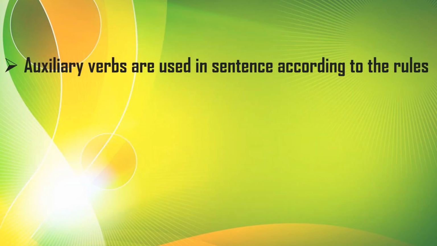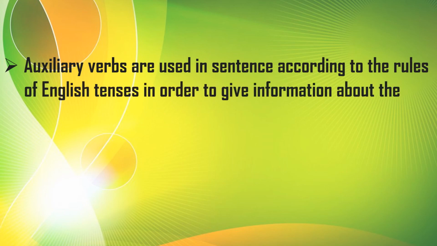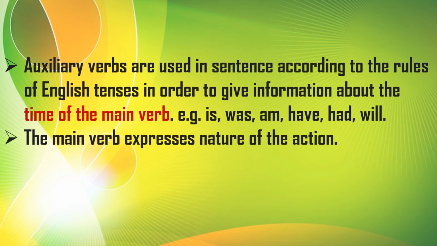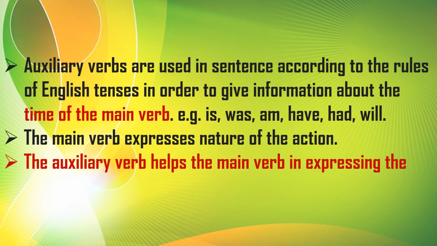So what we learnt in today's session, auxiliary verbs are used in a sentence according to the rules of English tenses in order to give information about the time of the main verb. Just now we have seen that. We have seen examples of is, was, am, have, had and will. So we have seen sentences in all the tenses, present, past and future. And the main verb expresses the nature of the action, but the auxiliary verb helps the main verb in expressing the time of the action. So that's what we have learned in today's session.